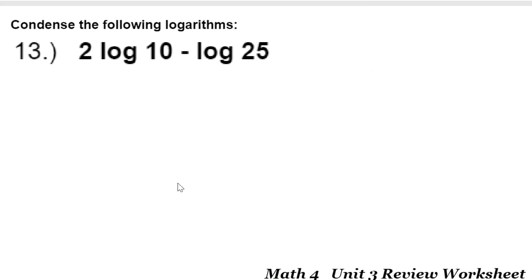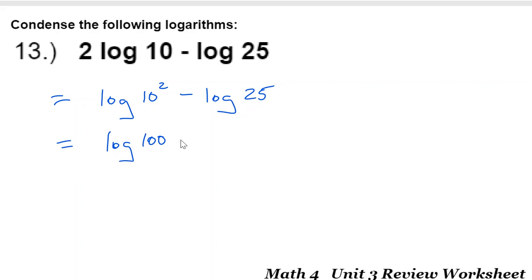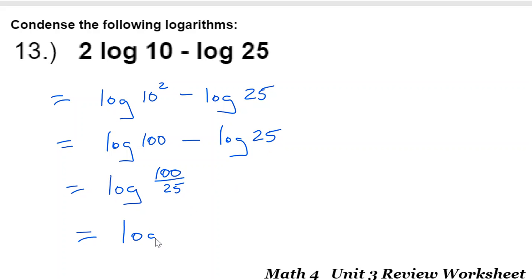All right, and this one does something curious. If we move the 2 back over on top of the 10, and then we do log of 100 minus log of 25, and we're subtracting there, which means that we can do division, which means log of 4, and that's about as far as we can go.